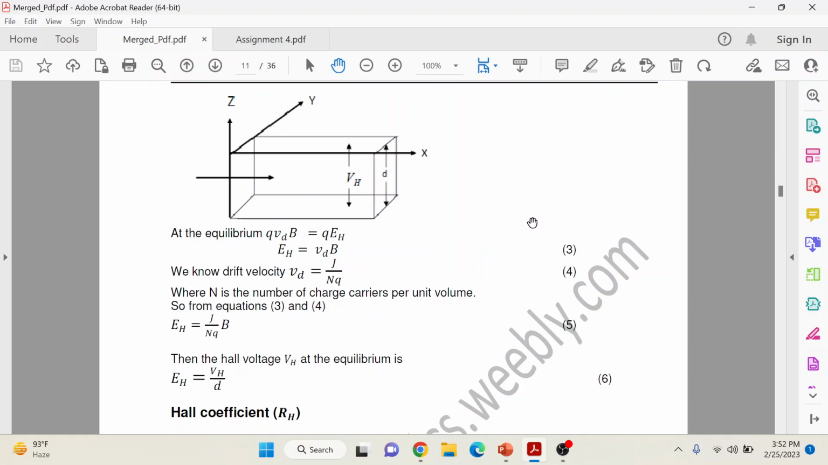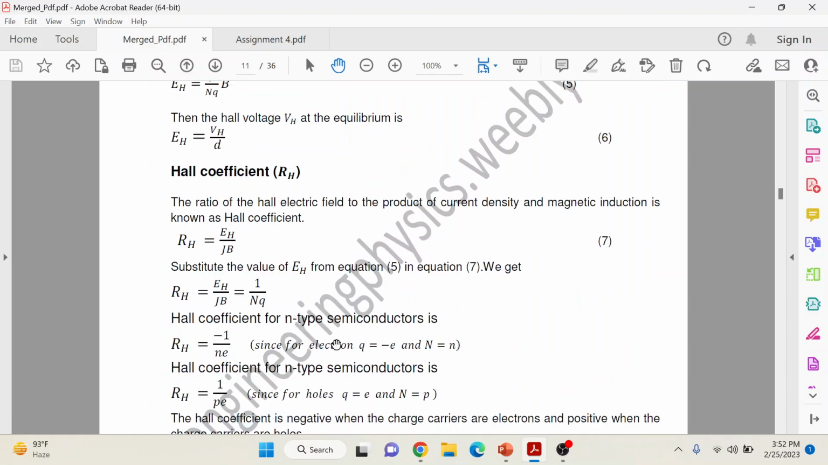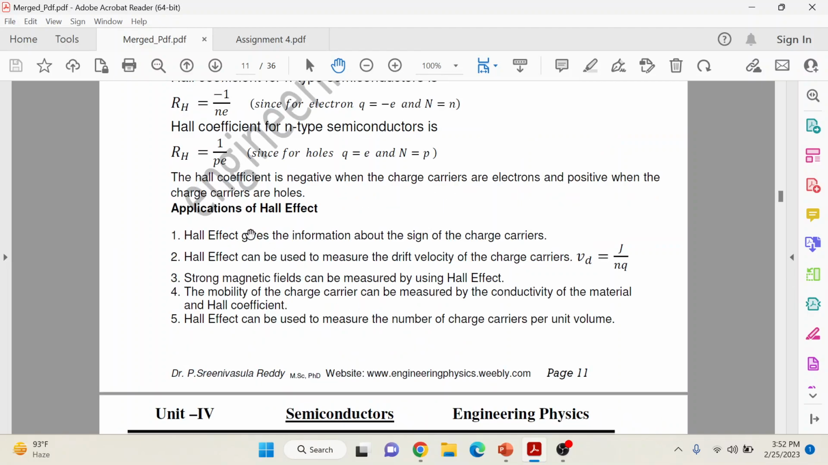So from equations 3 and 4, EH equals J over NqB, then the Hall voltage VH at the equilibrium. At the equilibrium, EH equals VH over d. Now we talk about the Hall coefficient. We know that the ratio is RH equals EH over JB. This I have already explained: for electrons, Q equals minus e and n equals N in case of N-type semiconductors, and for holes it will be Q equals e and n equals p. So it will be minus 1 over Ne for electrons, and for holes it will be 1 over pe.